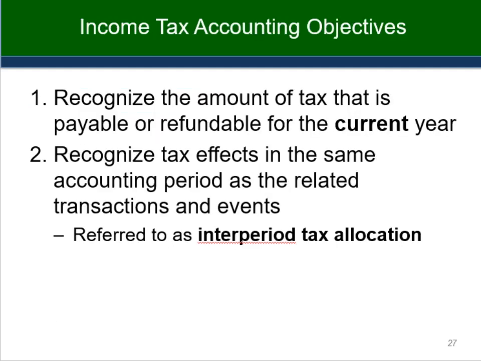So what is it that we're trying to do with income tax accounting? We're trying to recognize the amount of tax that is payable or refundable for the current year, no matter whether we pay it in the current year or in some future year, or whether we get the benefit in the current year or in some future year. So the amount of tax that's attached to the accounting income should be recorded currently, whether or not we're paying it at some other time. It recognizes the tax effects in the same accounting period as the related transactions and events, and so this is referred to as inter-period tax allocation.